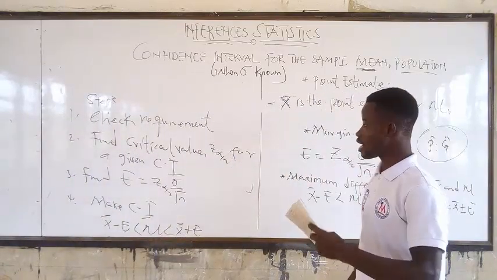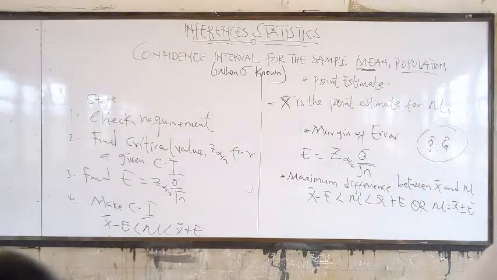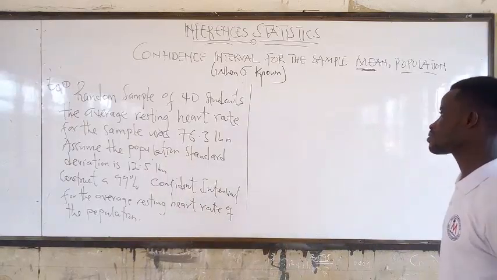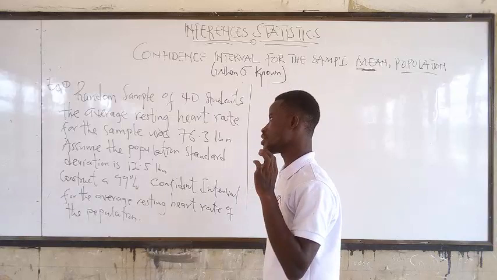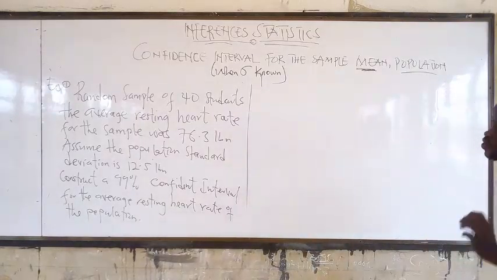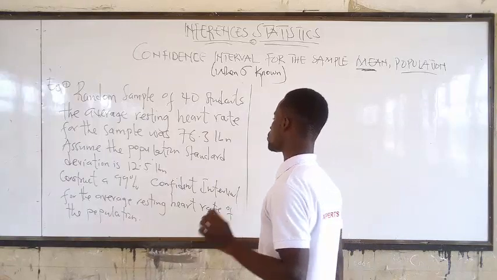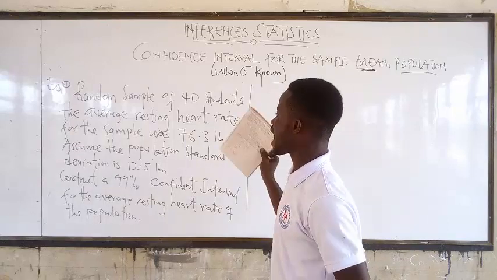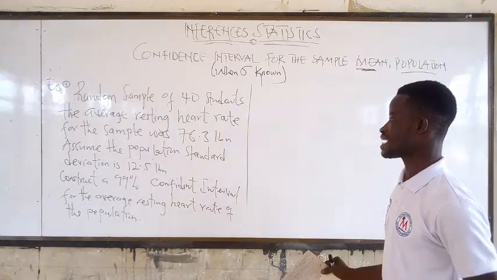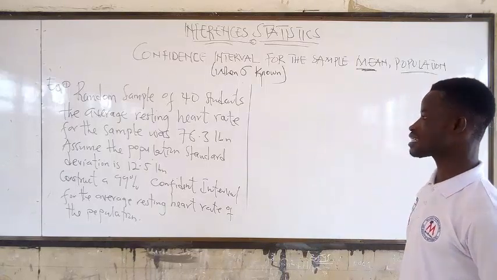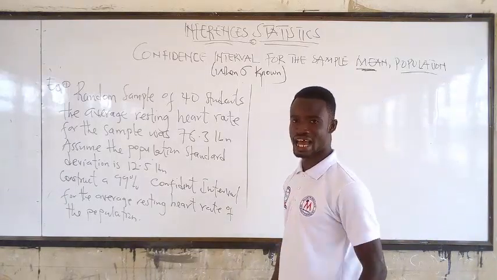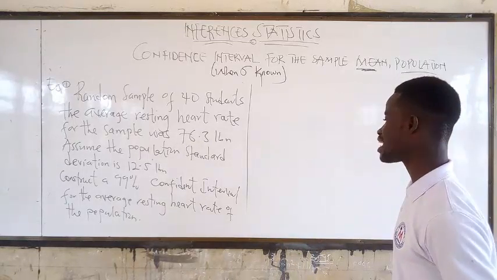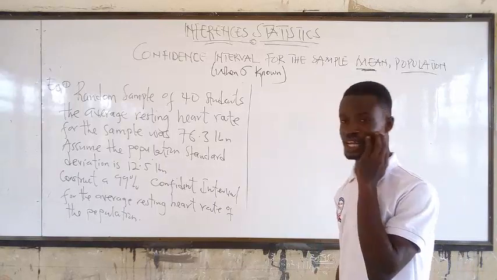Let me show you a question. Alright, beautiful, let's look at this question. Random sample of 40 students. The average resting heart rate for the sample was 76.3 bpm. It's just a unit, forget it. Assume the population standard deviation is 12.5. Construct a 99% confidence interval for the average resting heart rate of the population.